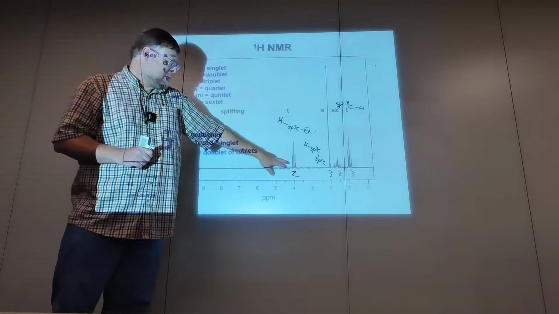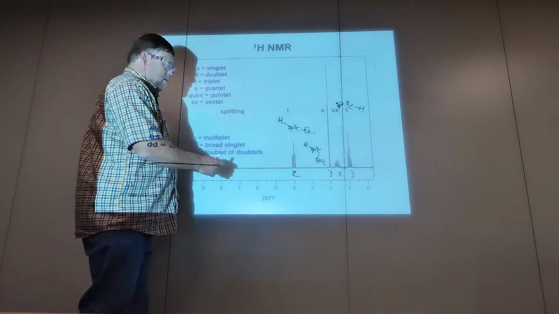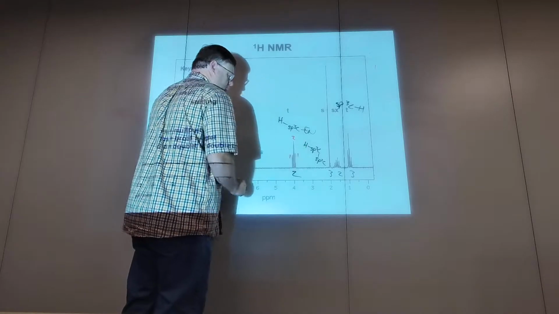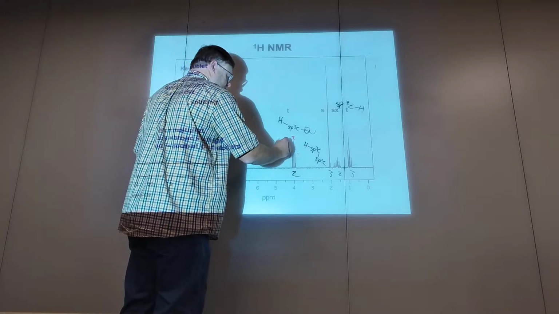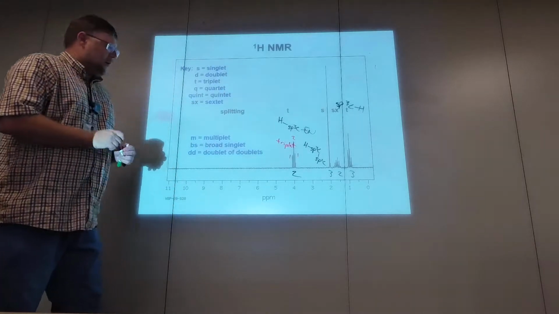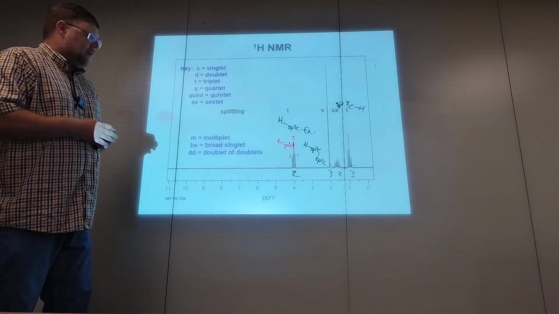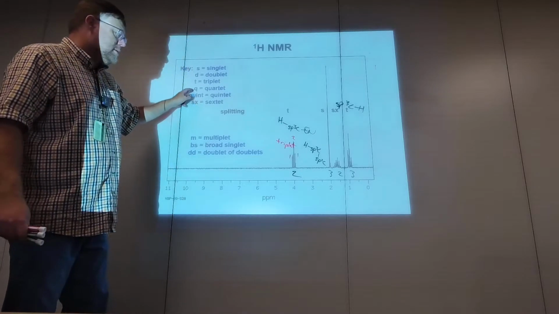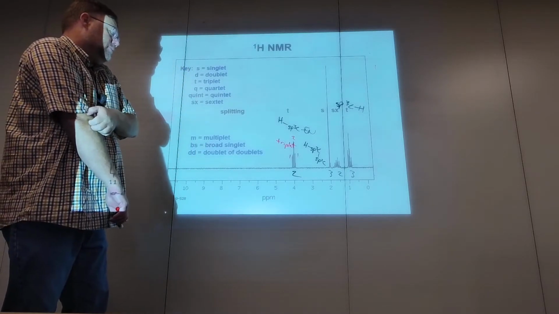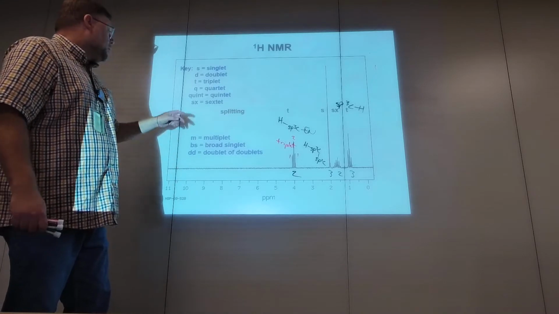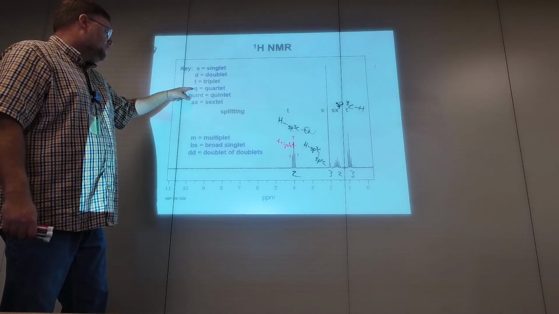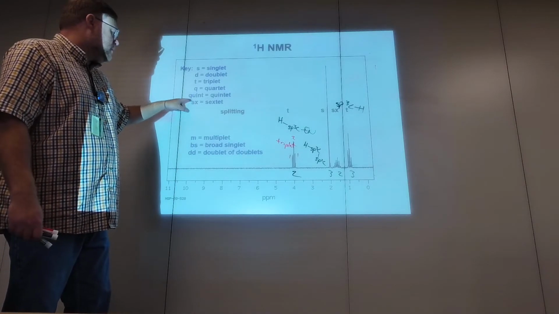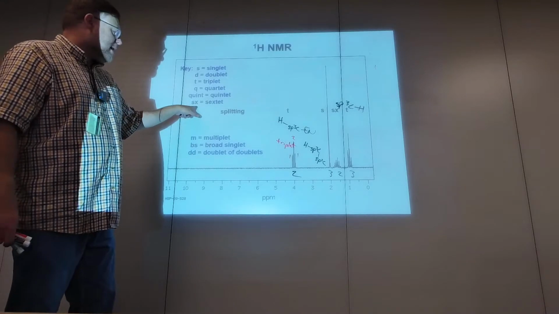Triplet. This is a triplet, okay? 1 to 2 to 1. That's a triplet. You get 1 to 2 to 1 from Pascal's triangle. Again, see the last video. Quartet. Nope, no quartets. A quartet would be 1 to 3 to 3 to 1. Quintet, 5 peaks, nope. Sextet, which I've abbreviated SX, right?